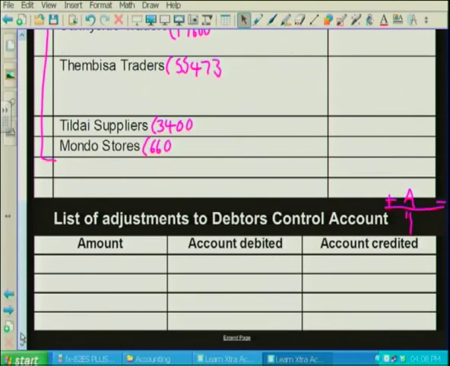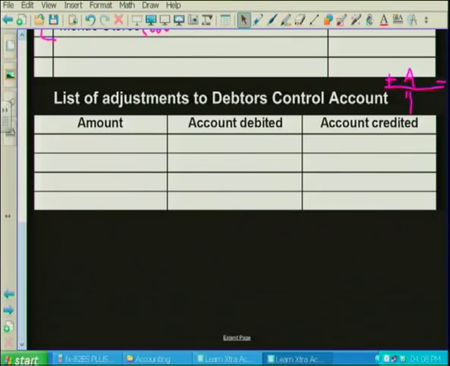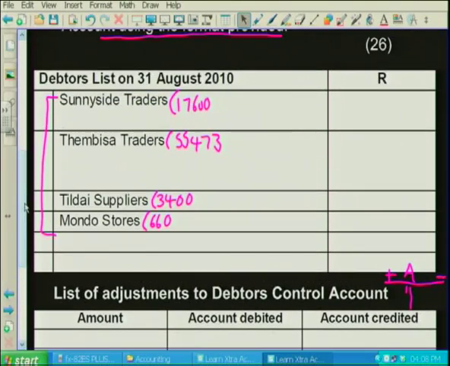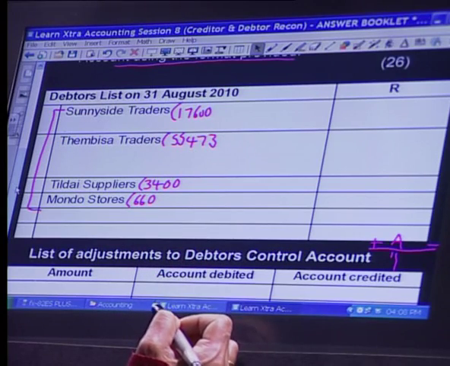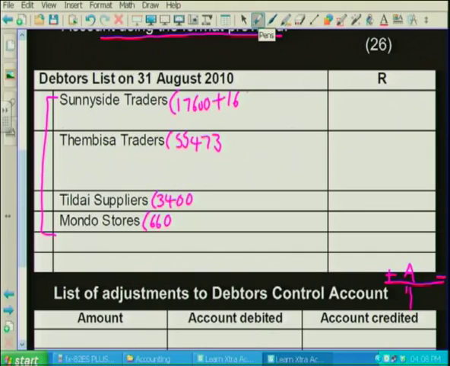I just want to extend this page a bit. Right, so we've got Sunnyside Traders owing us currently 17,600, and we now need to charge them an additional interest, an amount of 165 Rand. Now, what do you think is going to happen to the balance that they're owing us? At the moment, it's 17,600. If we're going to add on interest of 165 Rand, they are then going to owe us more money. So we're going to increase the balance by 165 Rand.